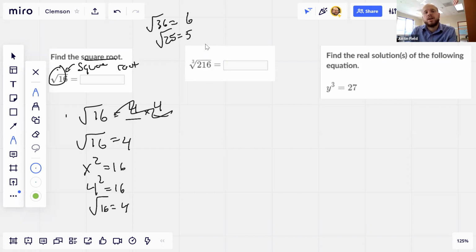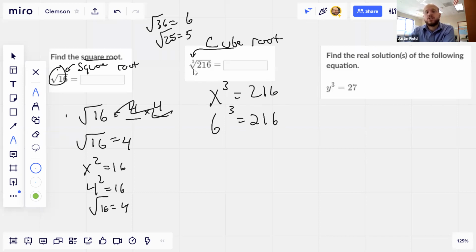This is called a cube root. See, in math, we say cubed for the third power. So this is actually asking you, what number to the third power is 216? You may not know it yet, but I know it's 6. All right, you can check it out. 6 to the third power is 216. So that means the cube root of 216 is 6.